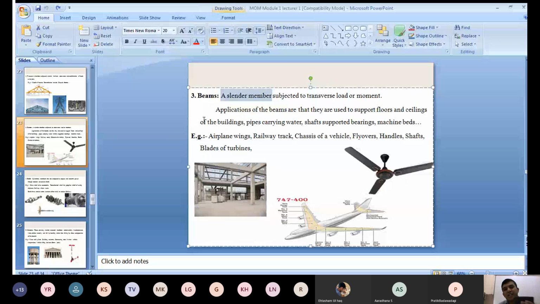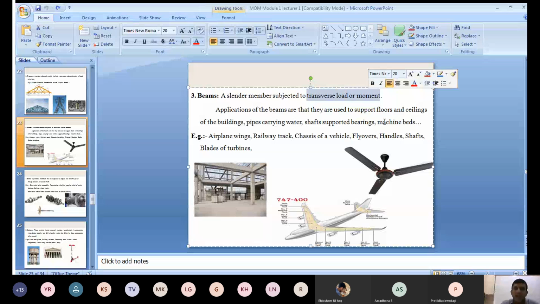Right? A slender member is subjected to only what type of load here? Transverse load and moment. Transverse load means a load acting perpendicular to the axis. That is called a transverse load. And the moment: if you apply a load here, it tries to bend like this. That is called a moment.